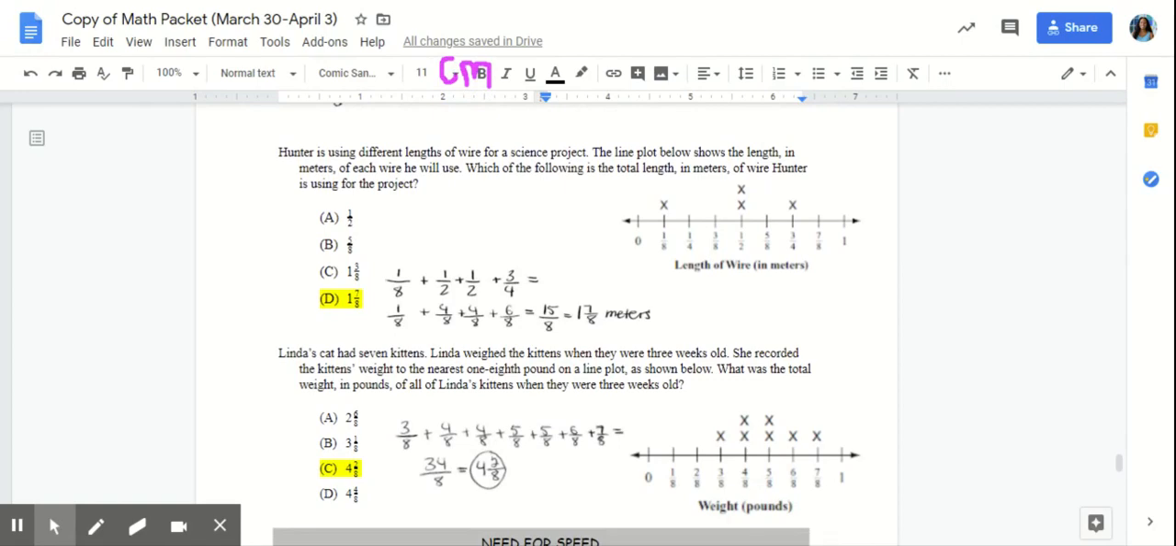Now we're going to move on to line plots. Hunter is using different lengths of wire for a science project. The line plot below shows the length in meters of each wire he will use. Which of the following is the total length in meters of wire Hunter is using for the project?